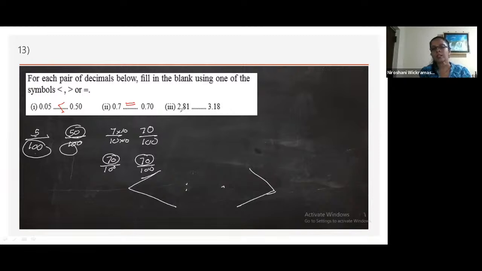Here 2.81, you can decide like this. Look at this place 2, this place 3. Then you can definitely, easily decide this 3 is greater than 2. Right? Like that, you have to think carefully. Look at each place. What is the number? So according to that, you can compare the numbers.